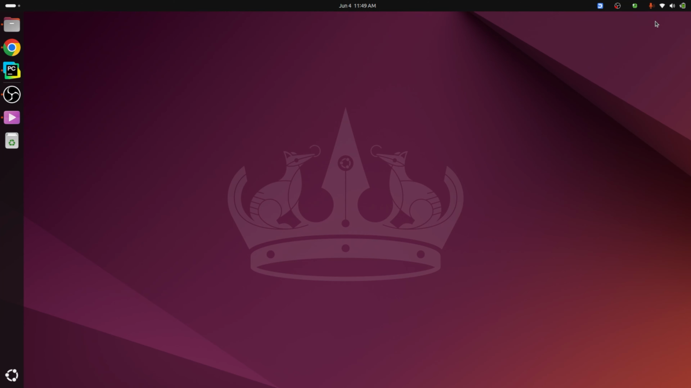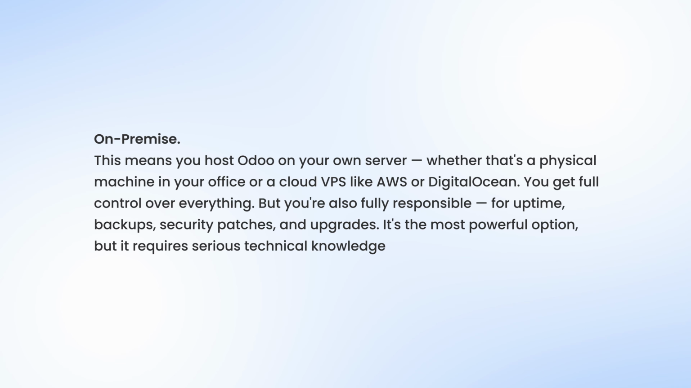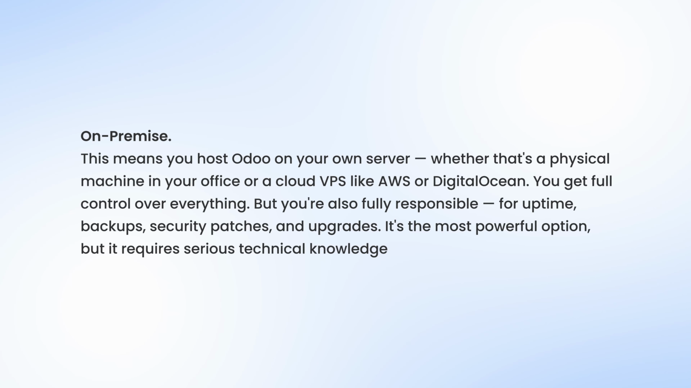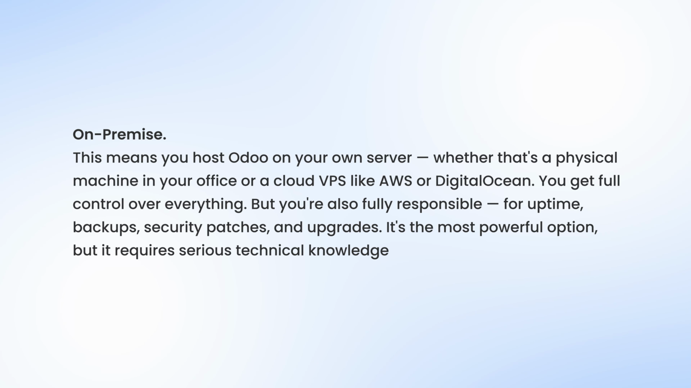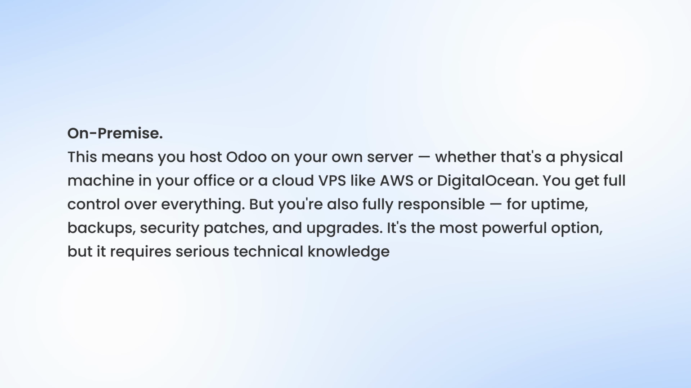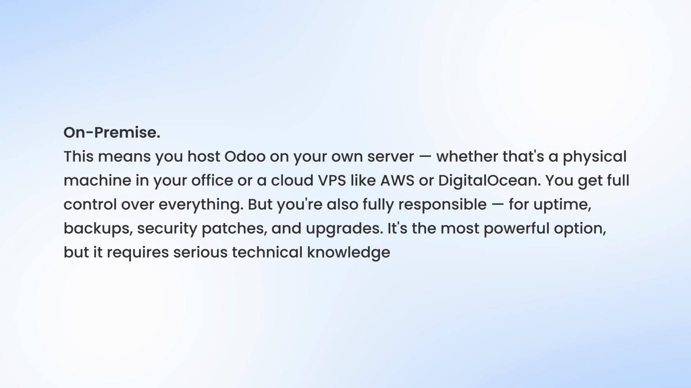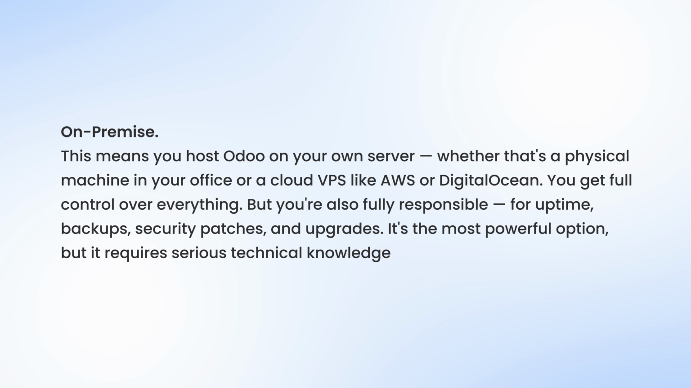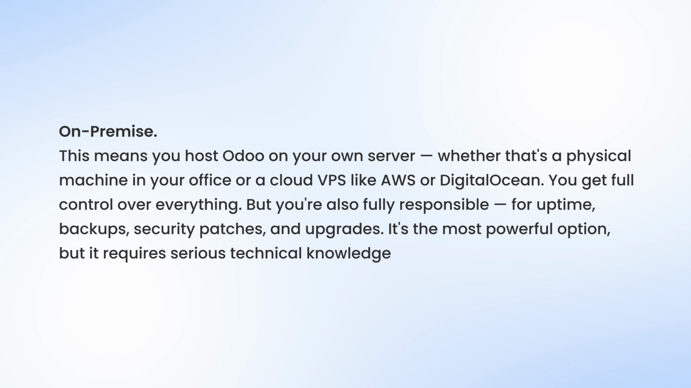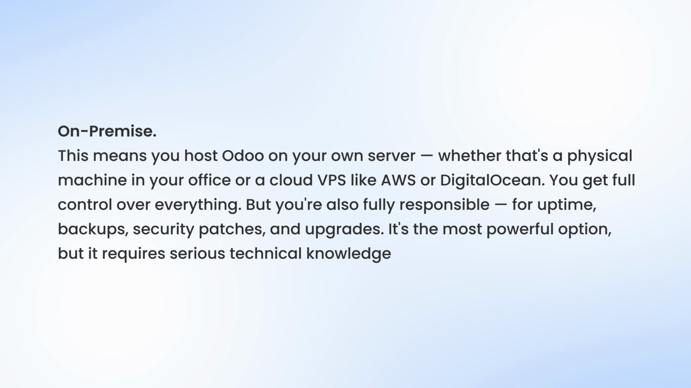On the other hand, we have on-premise. This means you host Odoo on your own server, whether that's a physical machine in your office or a cloud VPS like AWS or DigitalOcean. You get full control over everything, but you are always fully responsible for uptime, backups, security, patches, and upgrades. It's the most powerful option, but it requires serious technical know-how.